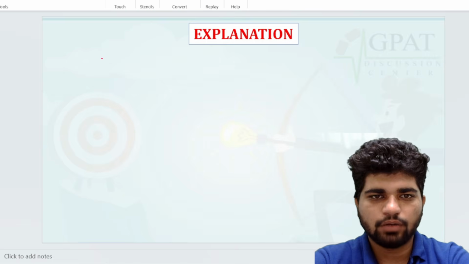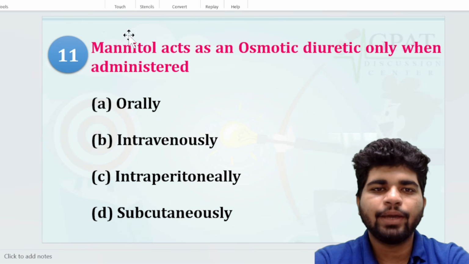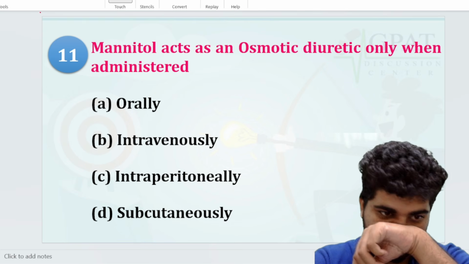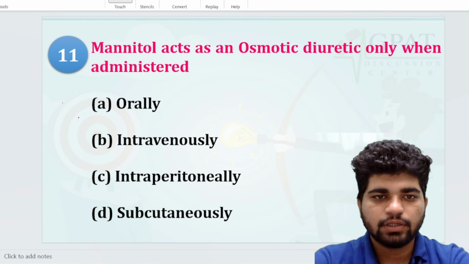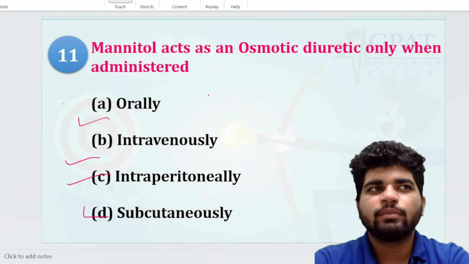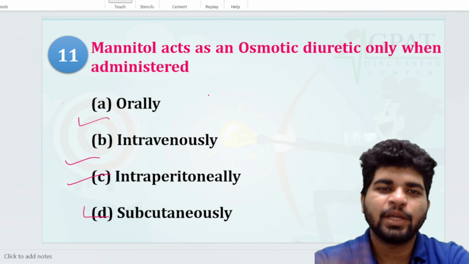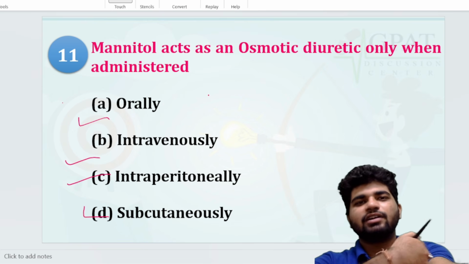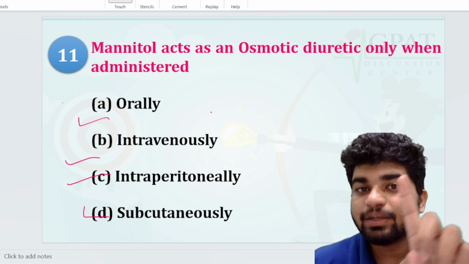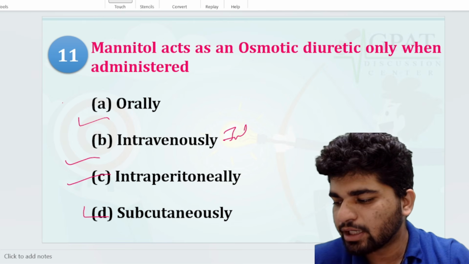Okay, sure. Now, mannitol acts as an osmotic diuretic only when administered orally, intravenously, intraperitoneally, or subcutaneously. So mannitol, I remember when one of my relatives was admitted to the hospital. This mannitol was given through a drip. Drip. That's the intravenous route, and that's not even a bolus. That's an infusion, right? Infusion.